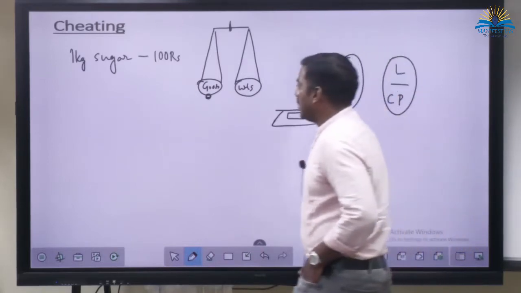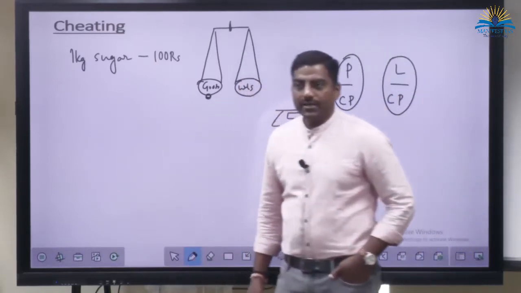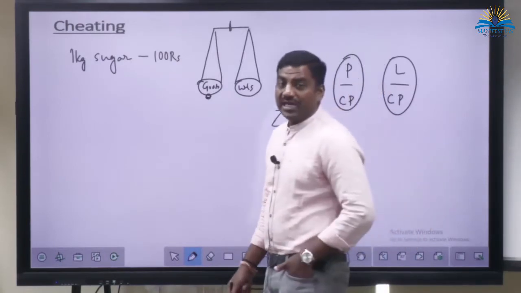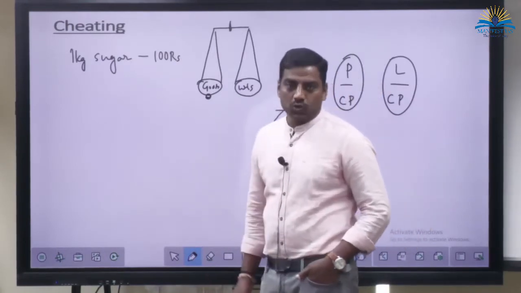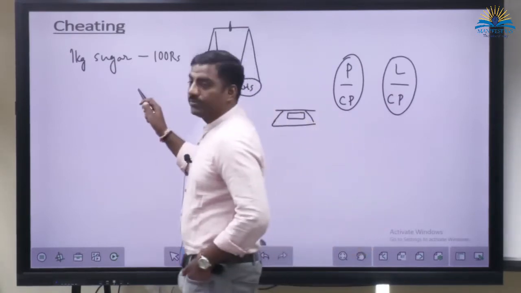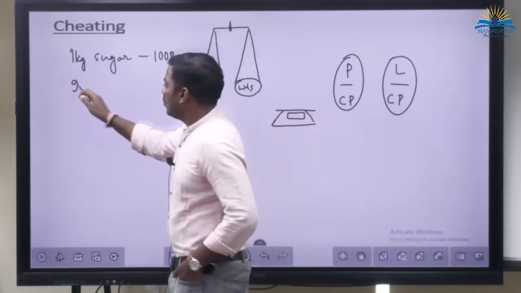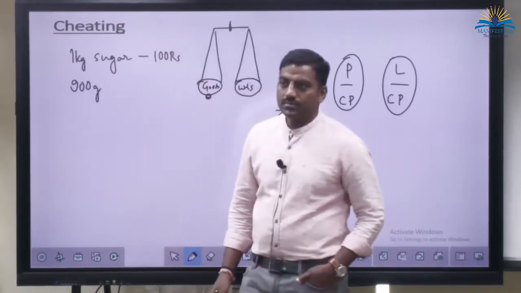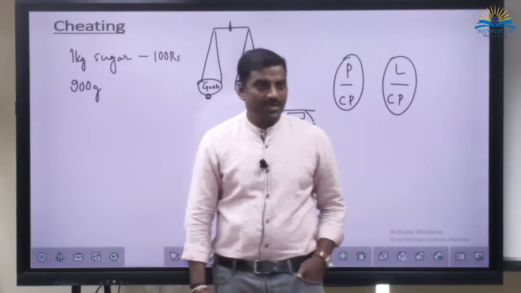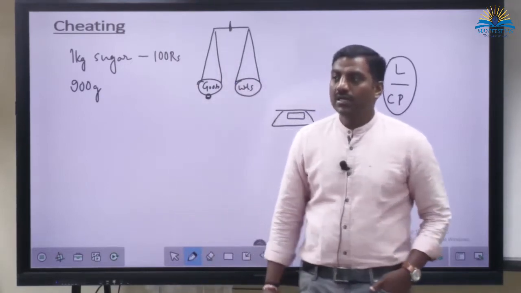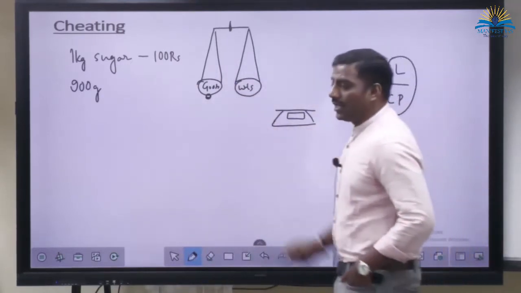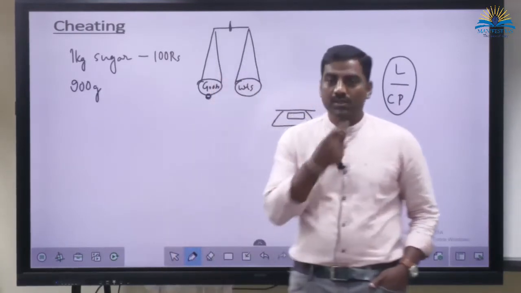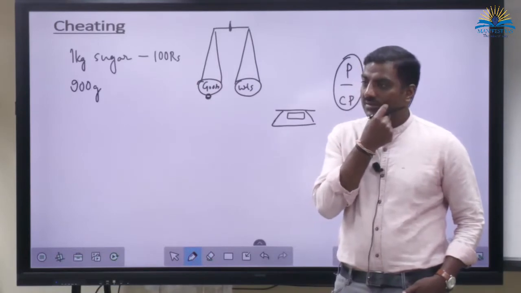And by this cheating, the shopkeeper is giving you only how many grams? He is attaching a 100 gram stone in. Then he is giving you 900 grams actually. But you will pay 100 rupees only, correct? But for this 900 grams of sugar, how much is his investment?